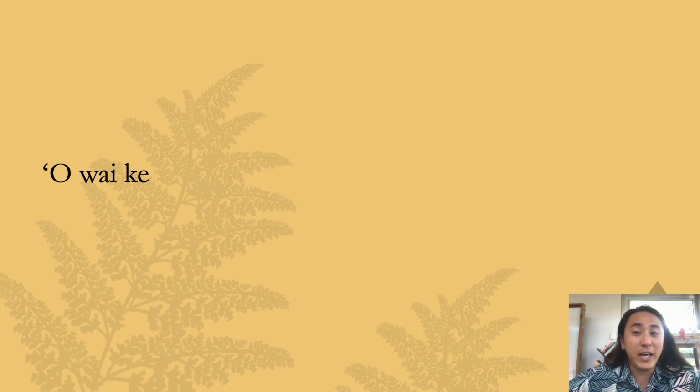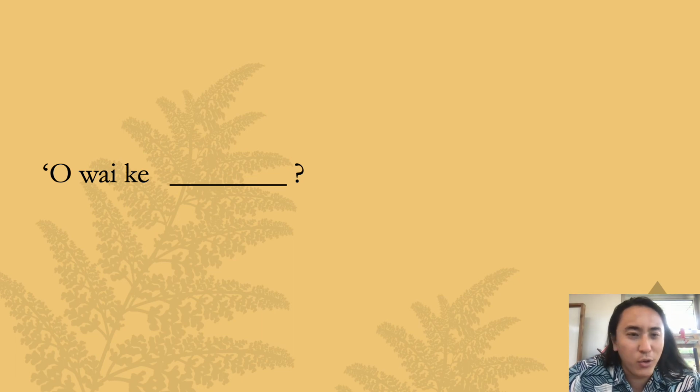O wai ke blank. Similar to the o wai kai, with O sentences, you can shorten ka mea e into ke. O wai ke blank. O wai ka mea e blank. So e hana hou I ho'o maa.